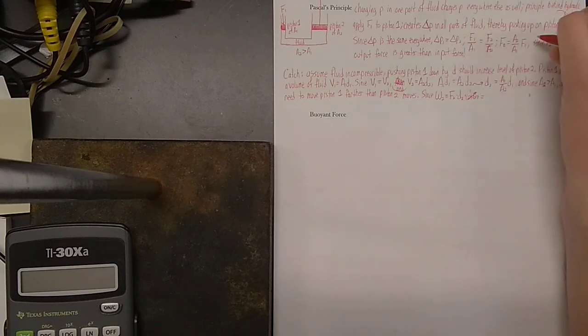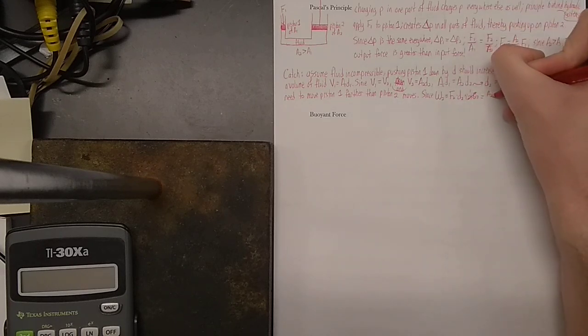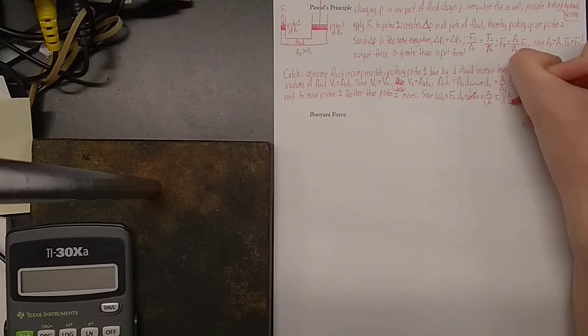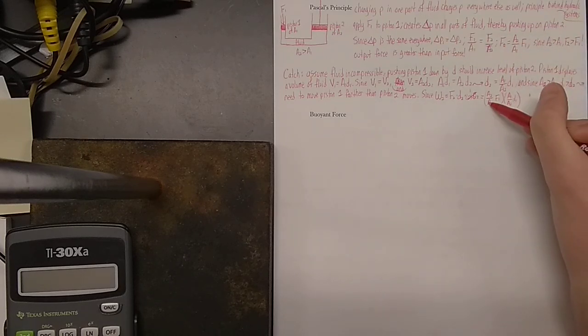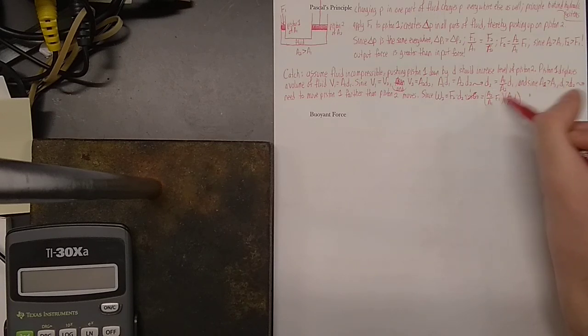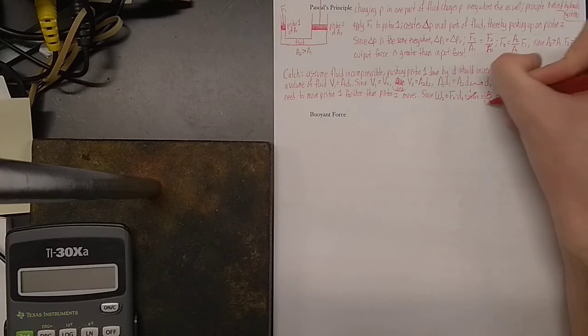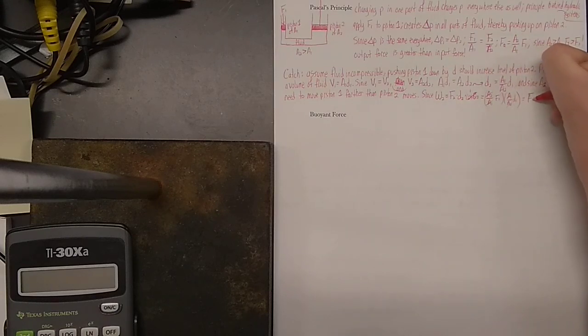Well, F2, we just solved for that. F2 was equal to A2 over A1 times F1. D2, we just solved for that, A1 over A2 times D1. I have A1 on the bottom, A1 on top, A2 on top, A2 on the bottom. Those will cancel out. I get F1 D1, which is equal to the work done by piston 1.